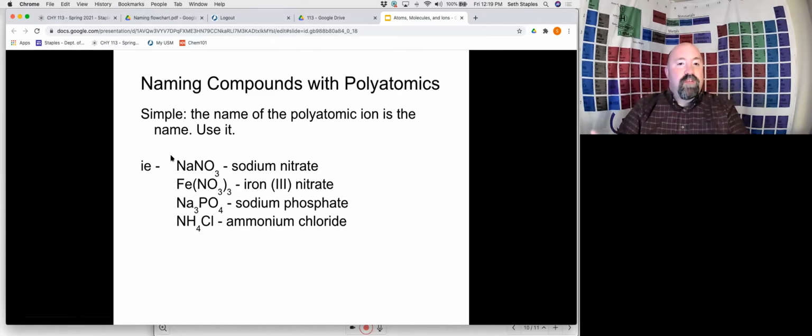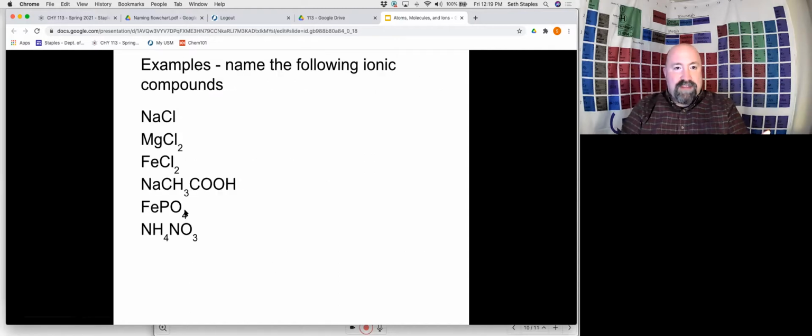It is sodium nitrate. You would be tempted to maybe name this sodium phosphide oxide. But that's not what it is. PO4 is phosphate, and we have to recognize that as such in the name. So we have to be able to recognize these polyatomic ions.